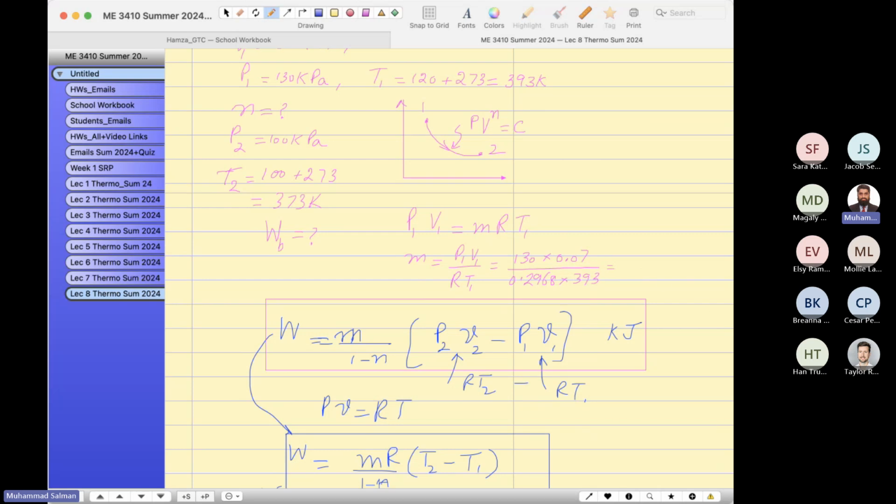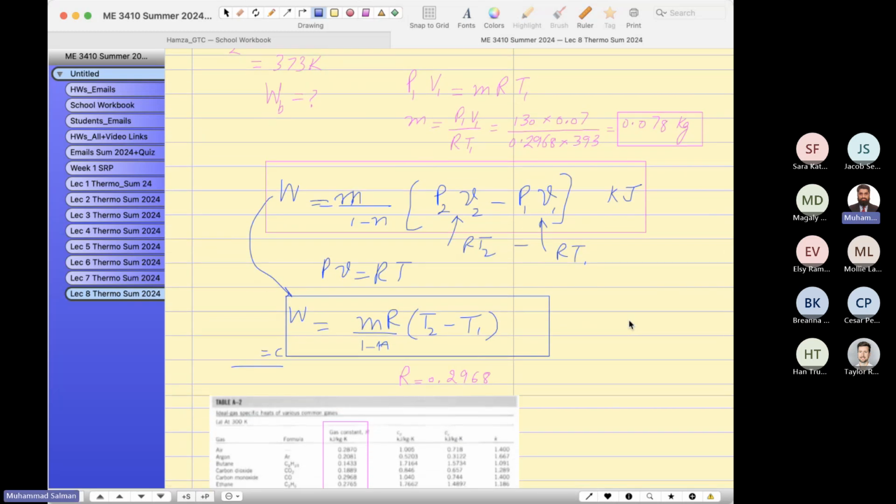So please help your professor and tell me what is the mass. In my notes, the mass is 0.078. Do you verify this? Open your calculators and help me. So this is the mass. Okay, let's move forward.